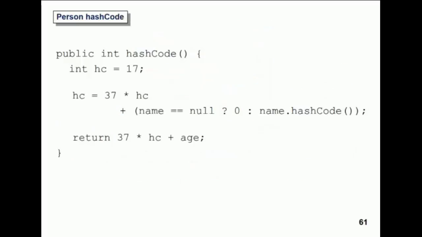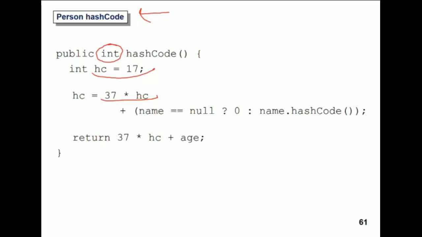Okay, so here's an example. I want to override hashCode for the Person class. I'm returning an integer value, so the hashCode is an integer value, remember. We use the recipe we showed before. You set an initial value to 17 and our multiplier is 37. So hashCode is equal to 37 times hashCode, which is 17, plus, so you're just adding all the different parameters.